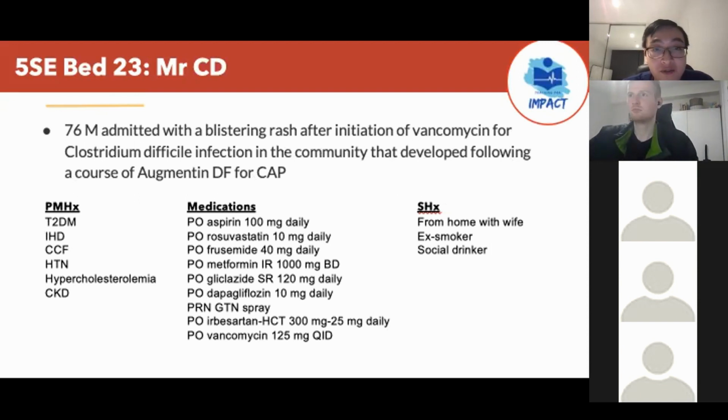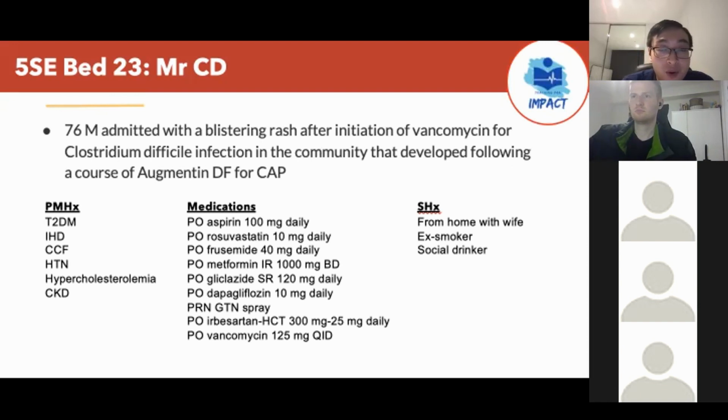Past history is significant for multiple cardiovascular risk factors: type 2 diabetes, ischemic heart disease, hypertension, hypercholesterolemia. He's on appropriate therapy for all those things. He's from home with wife. He's an ex-smoker, which is also a cardiovascular risk factor, and a social drinker as well.